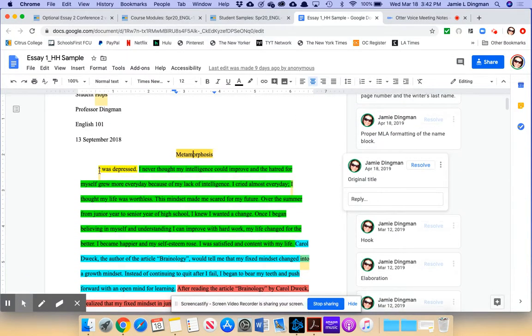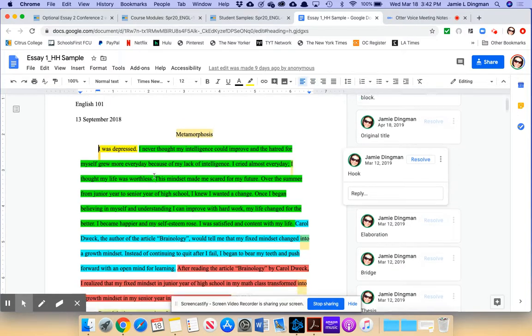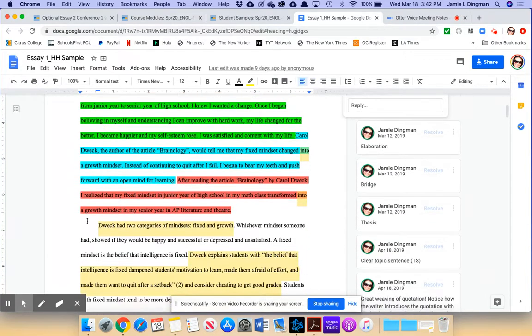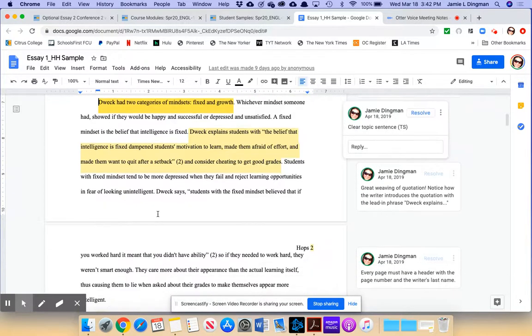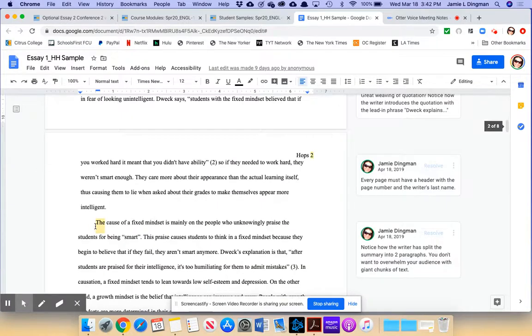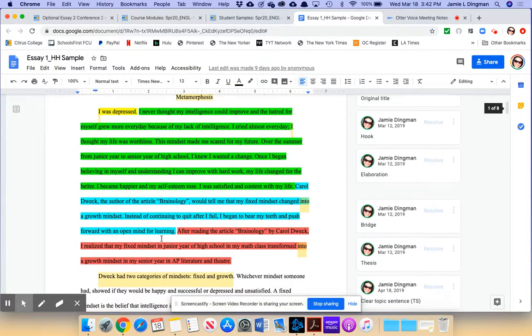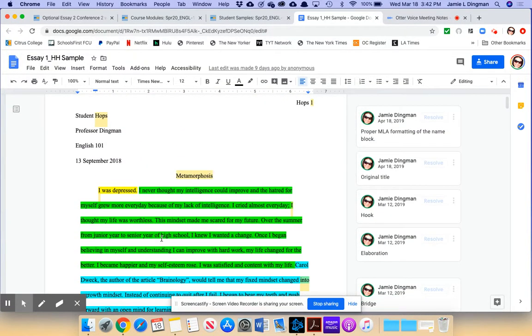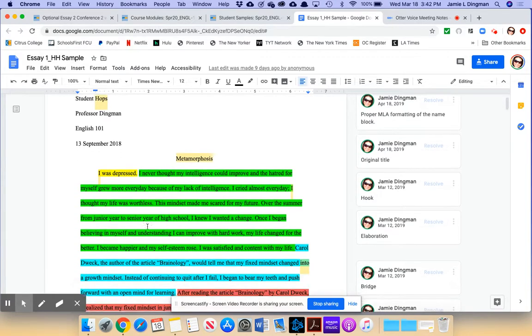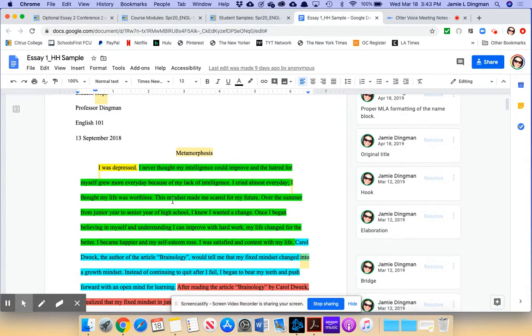So notice first things first, the paragraph is indented. Every body paragraph should be indented. You start a new idea, you start a new paragraph, it needs to be indented. That indicates to us that it is a new paragraph that's starting. All right, so first sentence, I was depressed. Right away, I have a comment to make about this.